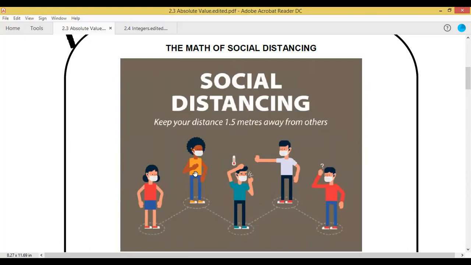Is there a difference in their distance? Or you might ask, can distance be negative? Or is distance always positive?